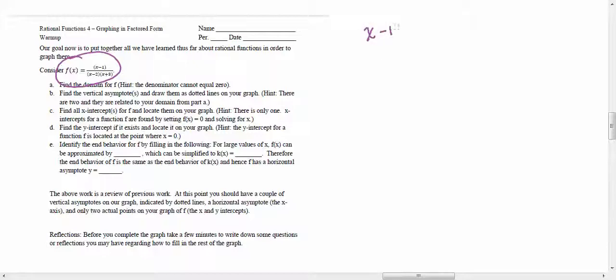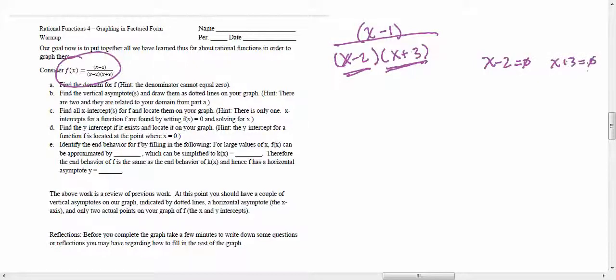(x minus 1) over (x minus 2) times (x plus 3). Now, the first thing is my vertical asymptotes. Vertical asymptotes occur when the denominator is equal to 0. That only occurs when this first factor is 0 or the second factor is 0. So, either x minus 2 equals 0 or x plus 3 equals 0.